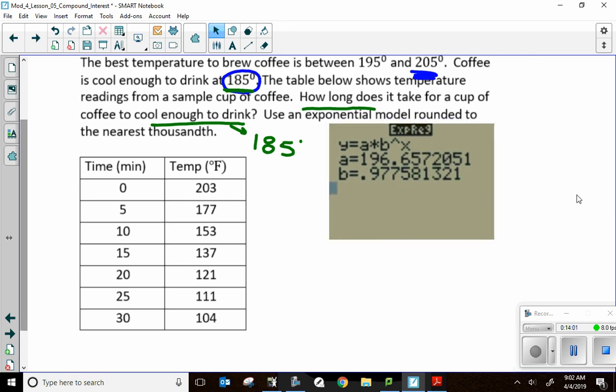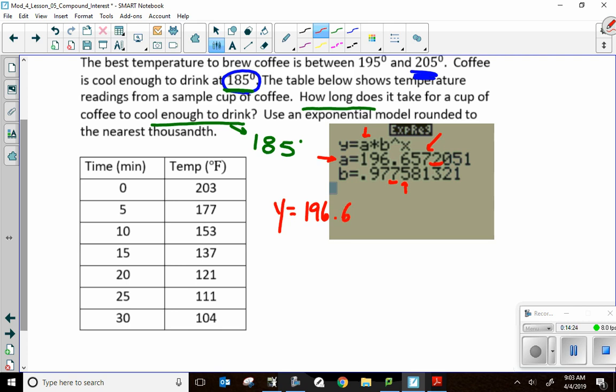Okay, so here's my model. I'm going to round it to the nearest thousandths. Thousandths is 3 decimal places. That'll be 7, and it will stay a 7 because the number after it is 2. And this 7 will round up to an 8 because the number after it is 5 or bigger. So my A value goes into the A value here. Y equals 196.657 times B, 0.978 raised to the x. That means exponent, okay? Raised to the x. That is my equation right there.